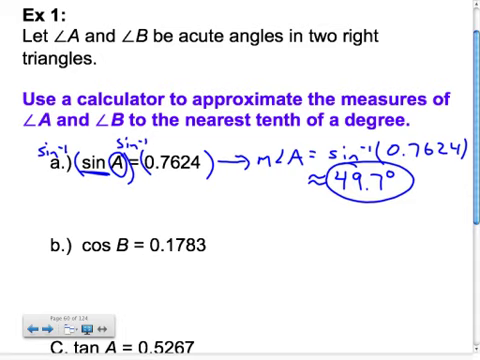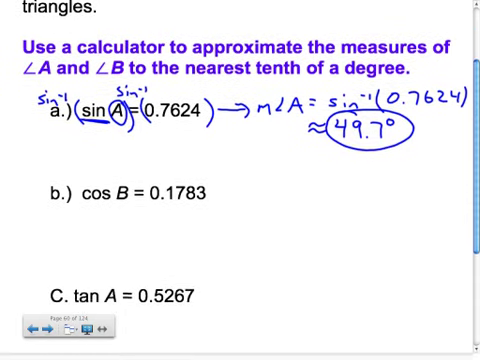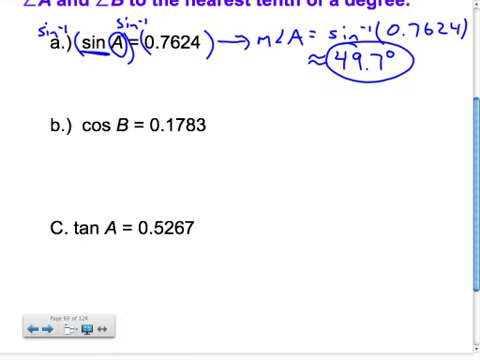Part B, go ahead at this time. You may want to pause the video and identify what the measure of angle B is. If I'm you, pause the video, find the measure of angle B, and then continue playing this video to make sure you did it correctly.